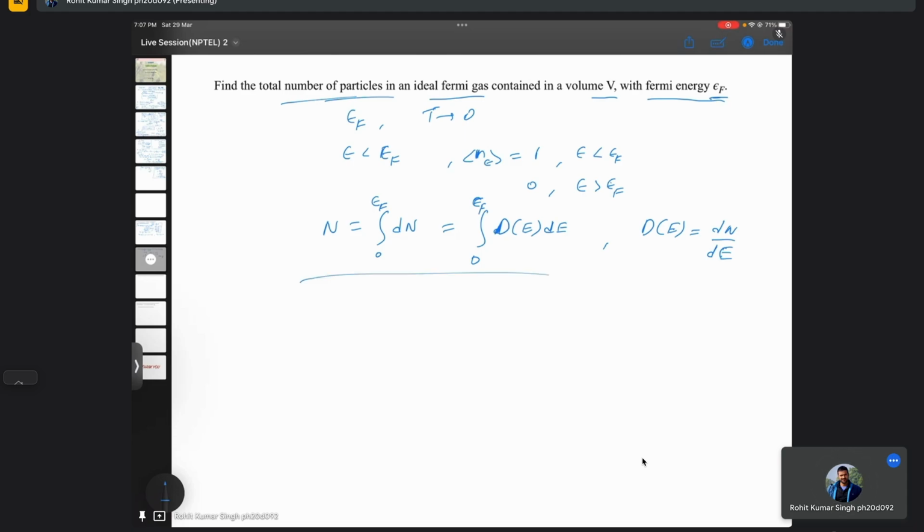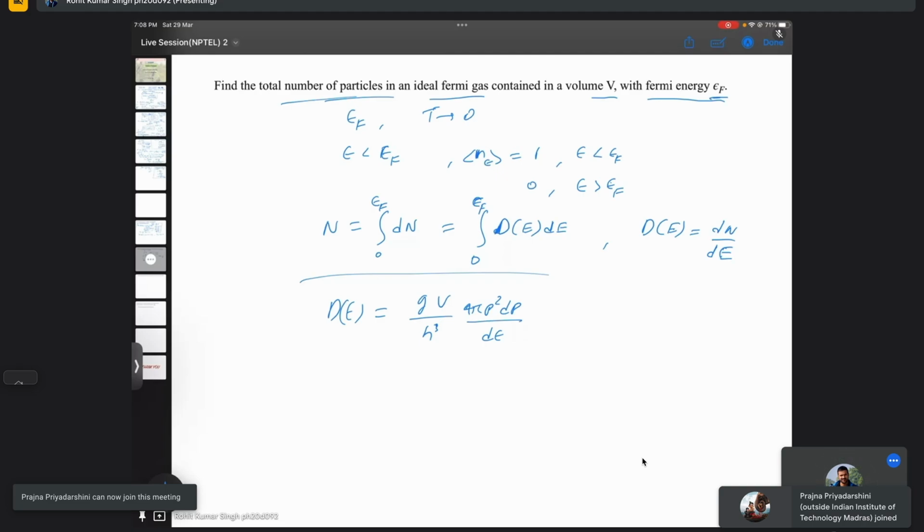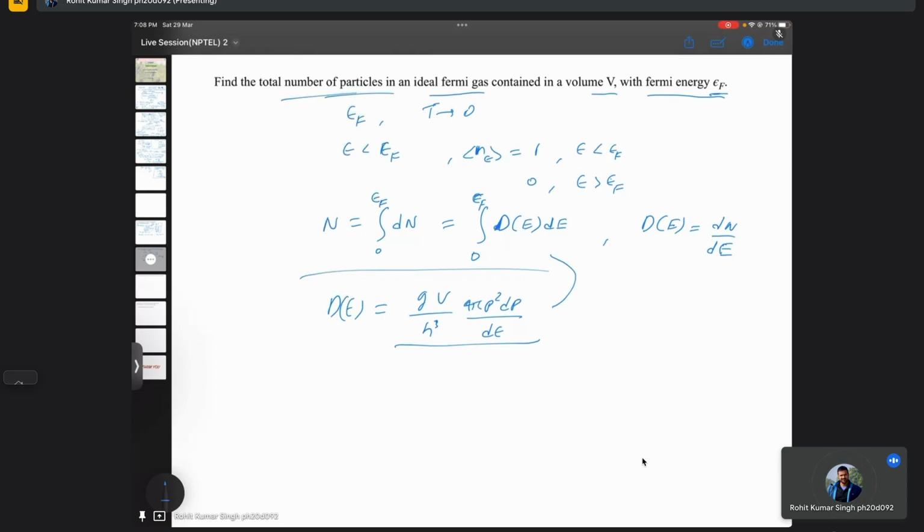Is it fine? This we derived earlier also, and we know from our earlier discussion the density of state for a fermion is given by this formula, right? So we can just put this here and try to calculate the density of state.